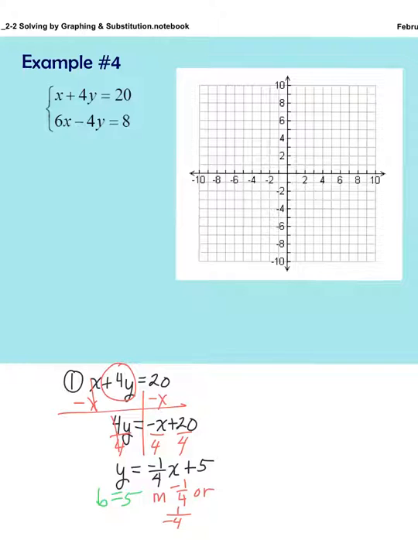So I start off at 5 on the y-axis, and I am going to go down 1 to the right 4. Down 1 to the right 4. Then I'm going to go up 1, but to the left 4. And so I will connect those with a straight edge and put arrows on. Oh, that's a sad little arrow. Okay, then the second equation.